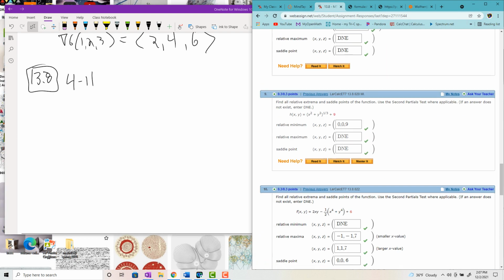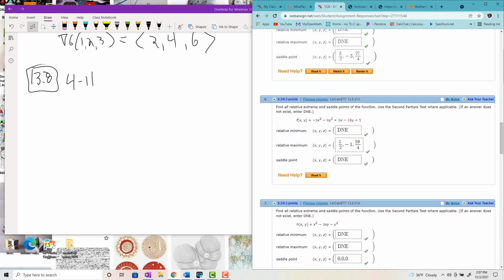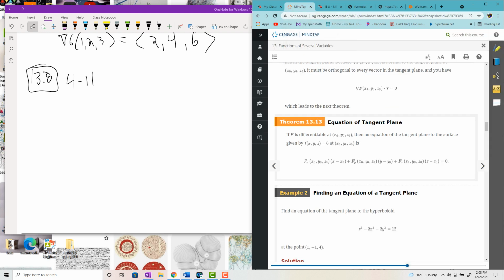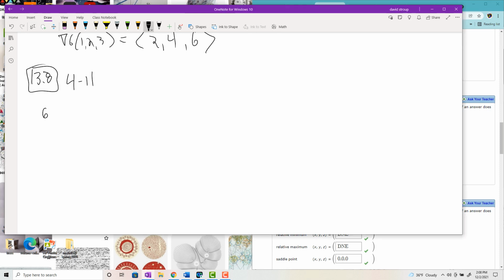Let's look at number 6. Just kind of remind you how this works. It's a lot like what you did in Calc 1. You're basically finding the two partial derivatives, setting them equal to 0. That point will be one of your relative max, a relative min, or a saddle point, and then you use that d value from the sheet to determine which it is. Okay, the d plus one of the second partials. Okay, so 13.8, number 6.